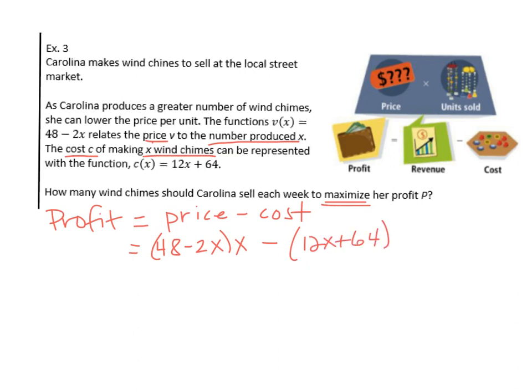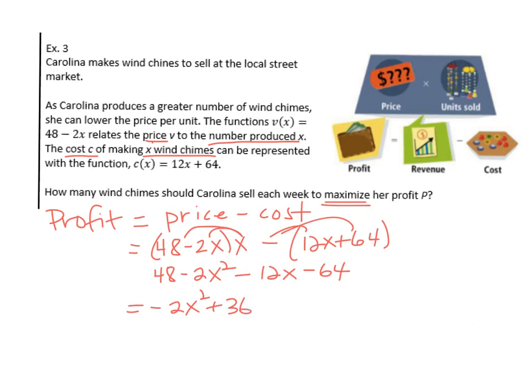So trying to figure out her profit, if we distribute the x in, we would get 48x minus 2x squared. And if we distribute the negative in, minus 12x minus 64. Combining like terms and putting it in standard form, we would have negative 2x squared plus 36x minus 64. That would be the formula to determine her profit. Well, if we look at this, this is a quadratic function. We have negative 2x squared plus 36x minus 64.